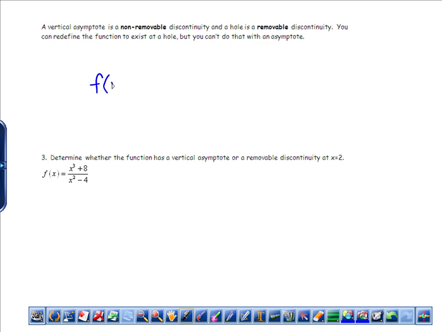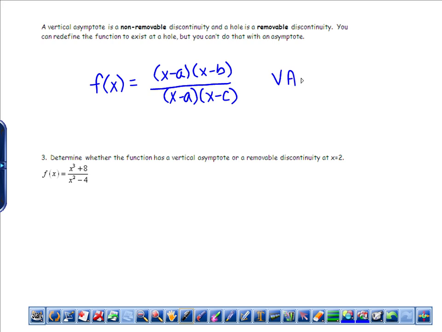Okay, so what I'm going to do here is write a very general function. X minus a times x minus b over x minus a times x minus c. Okay, what is my vertical asymptote and what is my hole? Because this cancels, we'll do that part easy, there is a hole at x equals a. And again, I don't know the y value. I'd have to plug in, it would be a messy expression at this point. And my only vertical asymptote is x equals c.